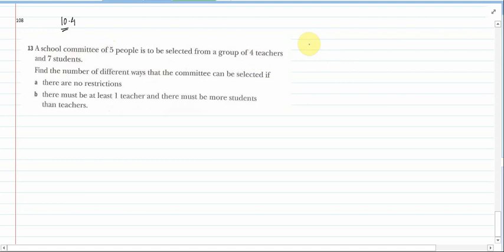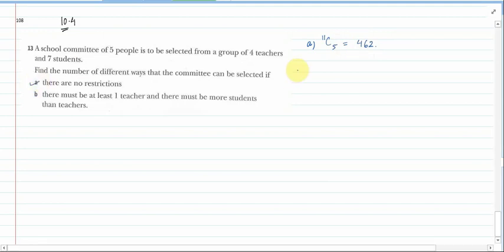So for the first part, when there is no restriction, it's very simple. It will be equal to the total, students 7 plus 4, 11 combination, and we are looking for 5 of them. 11 combination 5 gives you the value of 462. That is your first part answer.